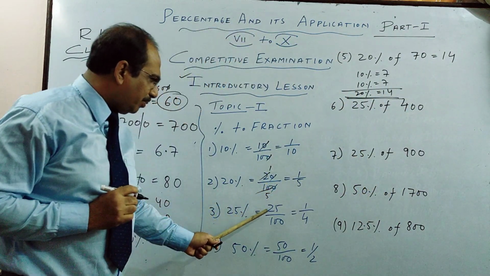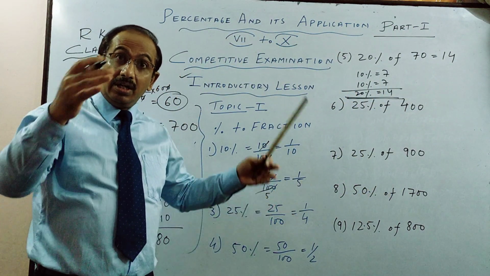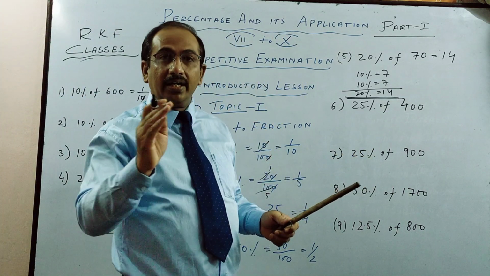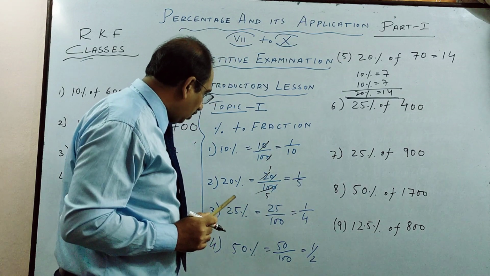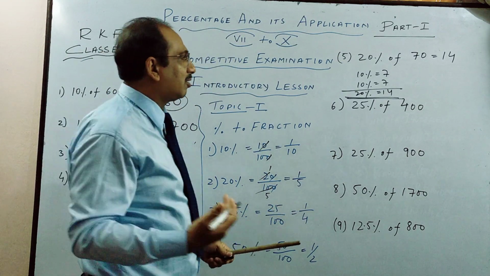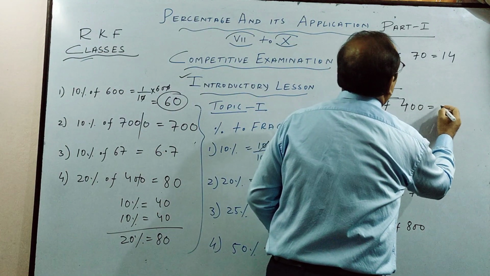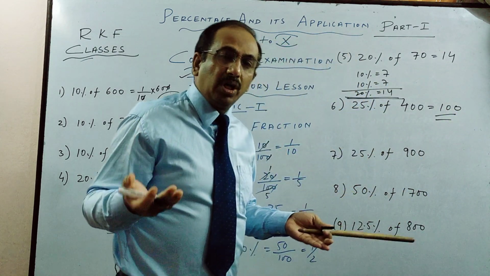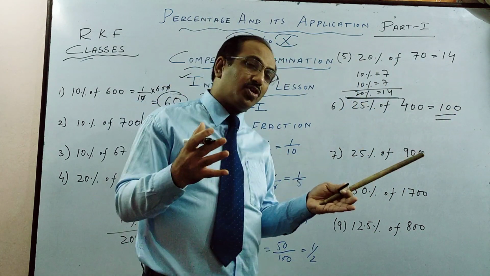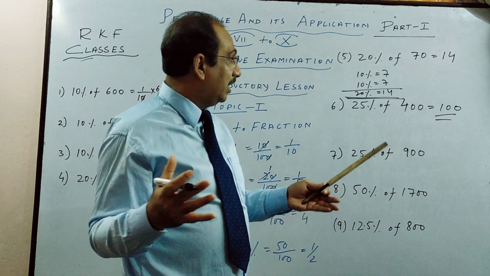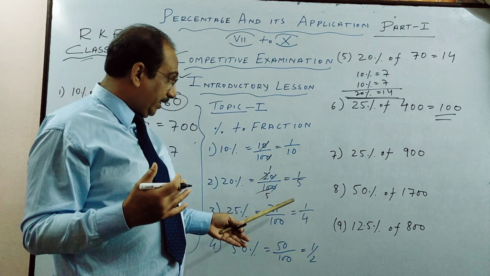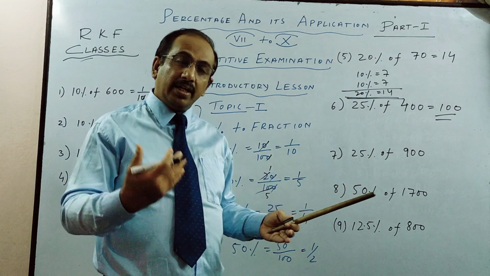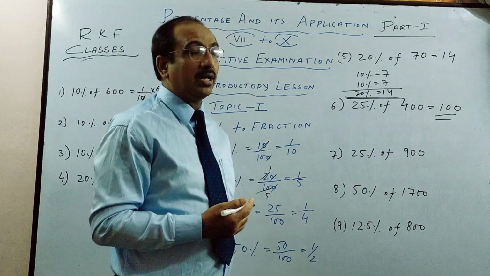Next is 25%. What is 25%, children? 1/4. Divide the full thing into 4 parts. Like 400: 100, 100, 100, 100, 4 parts. So 25% means 1 part out of the 4, which is 100. If you are given 400 rupees, always think in terms of money, then your brain works very nicely. You divide it into 4 parts, get 100, 100, 100, 100, and take 1 part out of that.